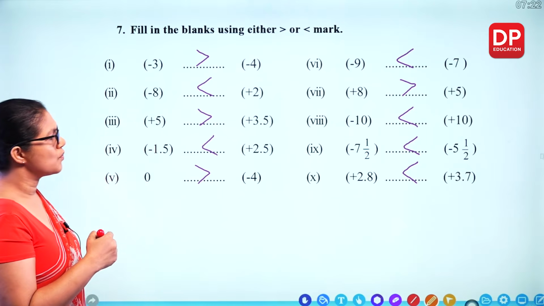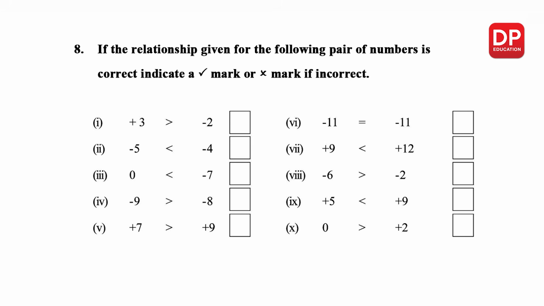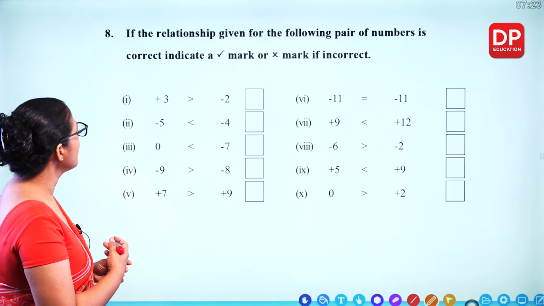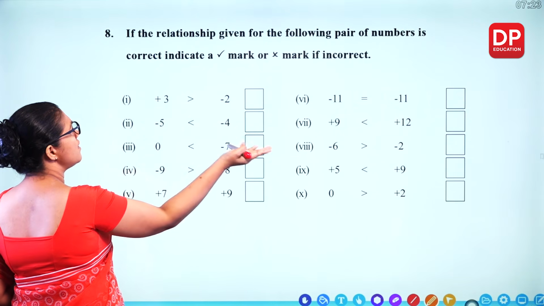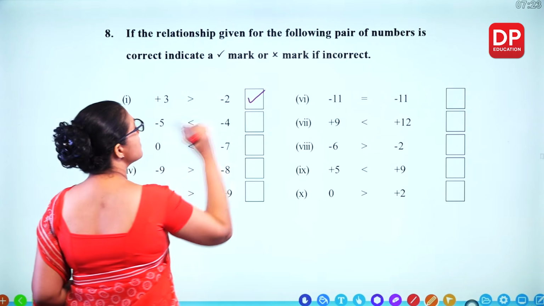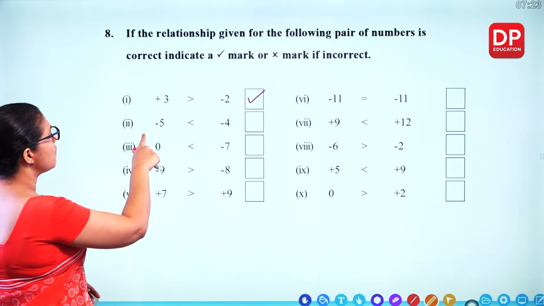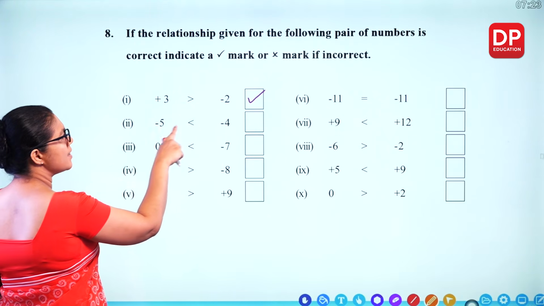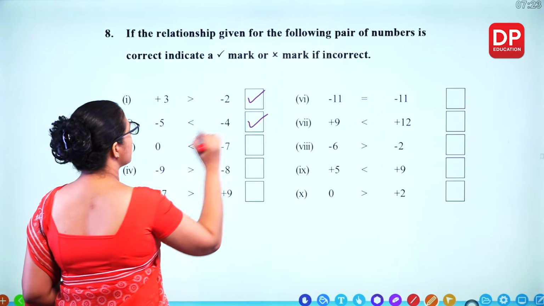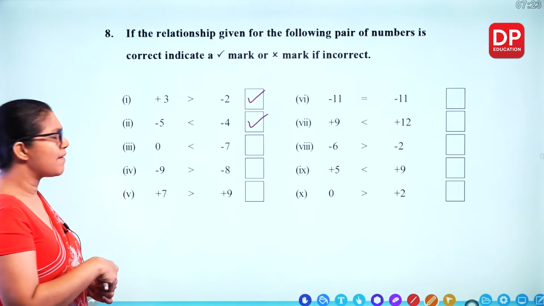If the relationship given for the following pair of numbers is correct, indicate the correct sign. If it's not correct, put wrong sign. Plus 3 and minus 2. Yes, plus 3 is towards the right side. This is correct. Minus 5 and minus 4. Minus 5 is towards the left side. So that's correct.